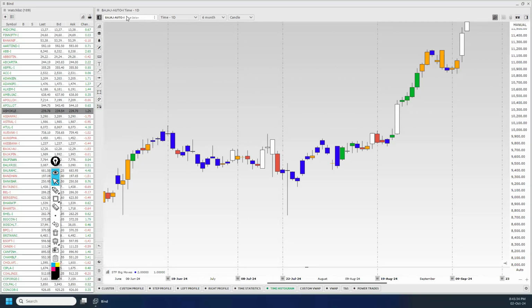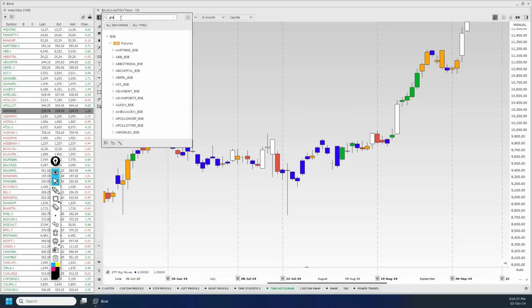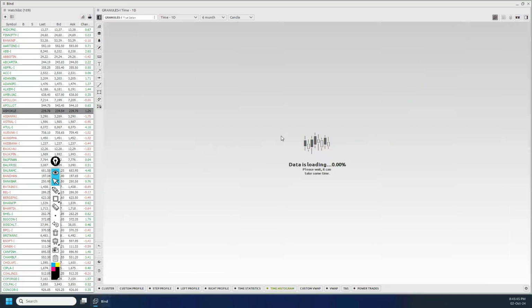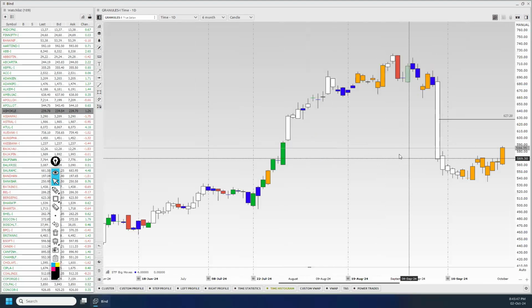Vignesh is saying, please check the Granules chart. Okay, let me quickly check Granules. It's a good chart actually. Granules is a very good chart.